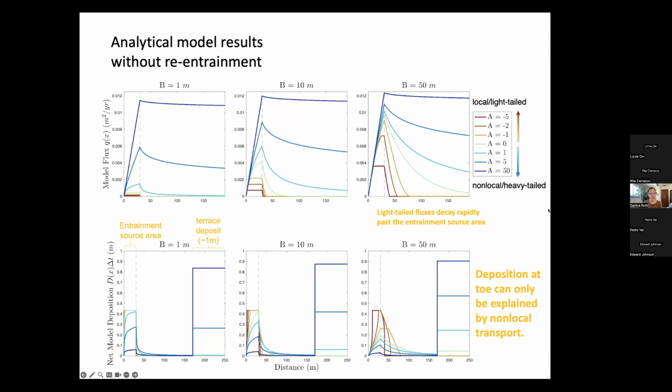So the exponential distribution here, this guy, is really barely just starting to deposit material at the terrace. The only way to build a substantial deposit at the toe is through non-local transport.